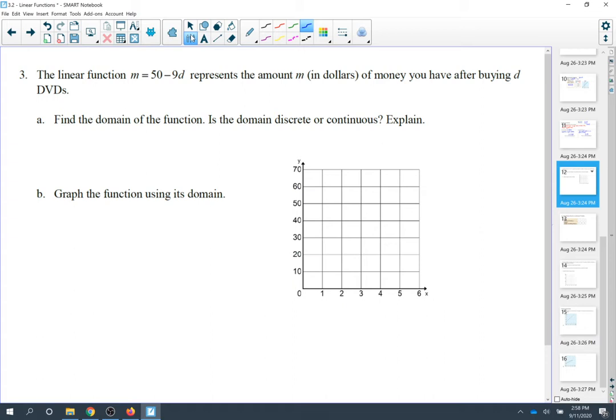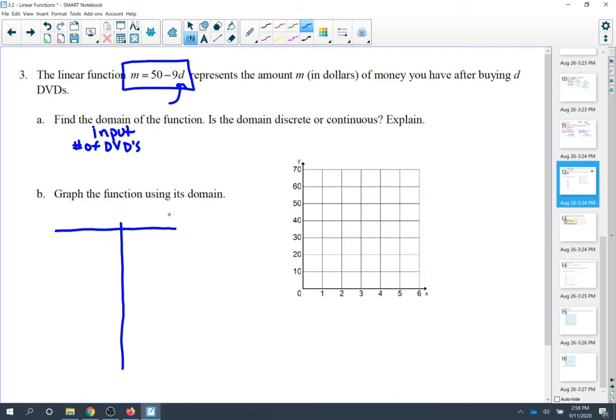The domain is all of your input values. If I go back and look at my function, it looks like d, or our DVDs, is going to be our domain. So the domain is the number of DVDs. Now, if I start looking at a table, which we're going to use in a minute, your domain is your number of DVDs, which means your range is going to be the amount of money. So the amount of money that you have left in your pocket depends on how many DVDs you buy. That's another way of thinking about it.